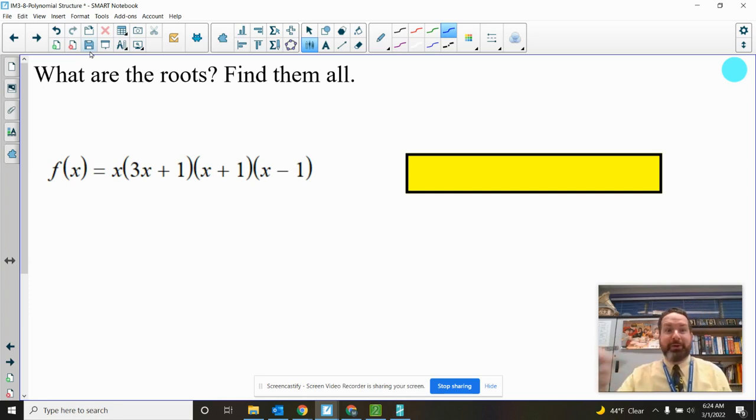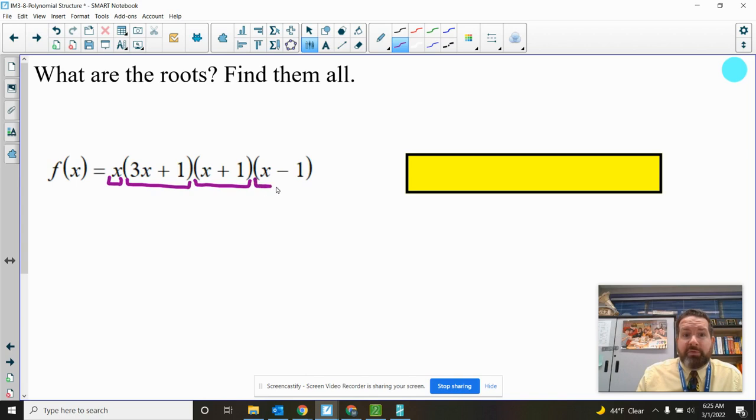Here I'm giving you a polynomial. It's in factored form. I would like you to find all of the roots. There should be 4 of them. So quick pause, unpause when you're ready to check. So I say there are 4 of them because there are 4 factors. Even though this front x isn't in parentheses, it's multiplied by the other stuff and is therefore a factor. So we have 4 factors and therefore 4 roots.